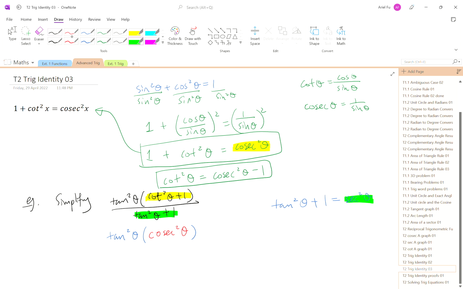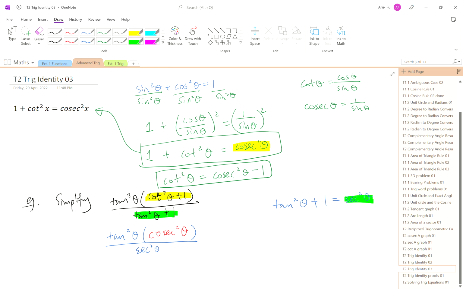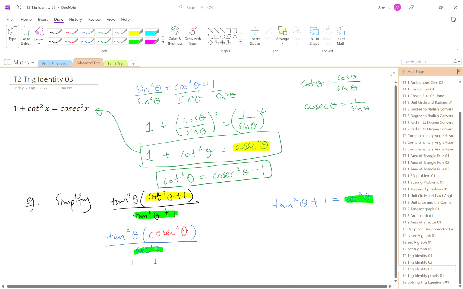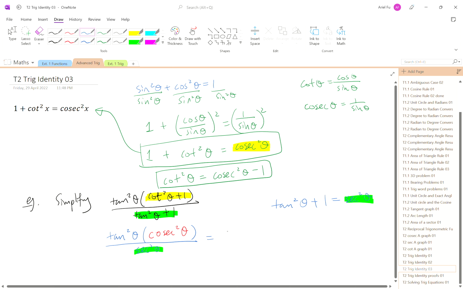So the denominator of this fraction is secant squared theta. There we go. The expression simplifies down to this, which can be further simplified if I express everything in terms of sine and cosine. Tangent squared is the same as sine squared theta over cosine squared theta, times cosecant squared, which is 1 over sine squared theta, all over, on the bottom, 1 over cosine squared theta.